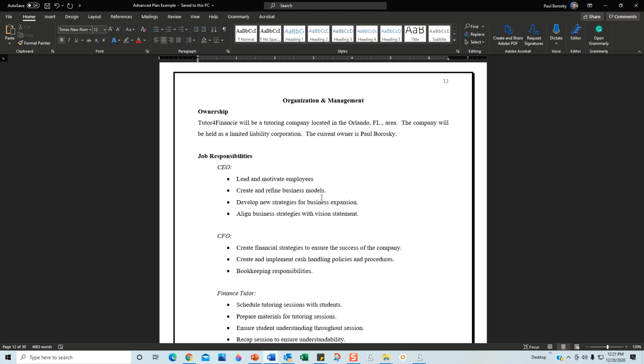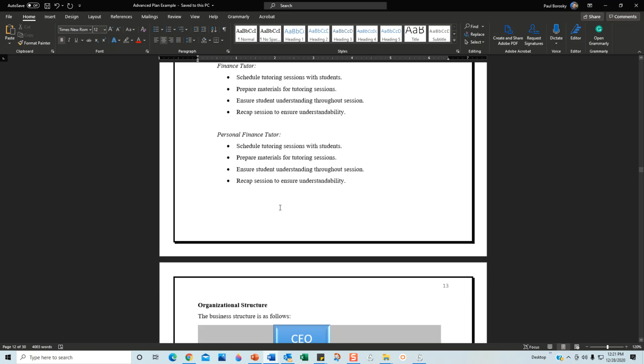The reason for this section right here is to convey to the reader that you have a conceptual understanding of how the business is going to operate and what each person who's going to be working in your organization does, briefly. It's not going to be an in-depth examination, but it's just going to show that you know what their job responsibilities are, and you've got every aspect of your company covered from the employee perspective.